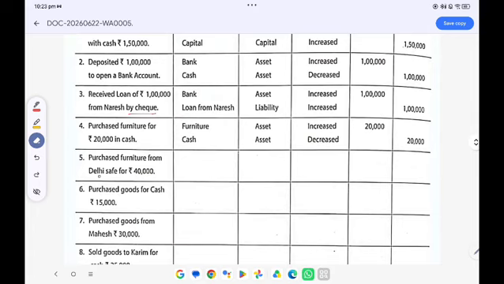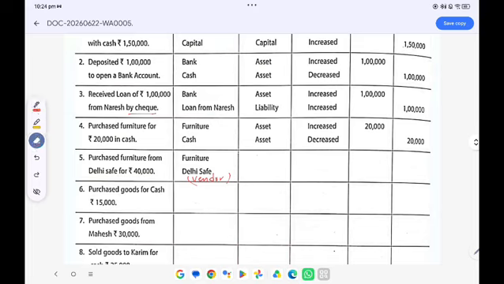Purchase furniture from Delhi Safe. Delhi Safe is the name of a furniture showroom. So we purchased furniture on credit basis. From whom did we purchase? From Delhi Safe. Delhi Safe is also called a vendor. When an asset is purchased on credit basis, the supplier who sold to us is called a vendor. So here two accounts are involved. One is furniture, the other is Delhi Safe, the vendor of our business.